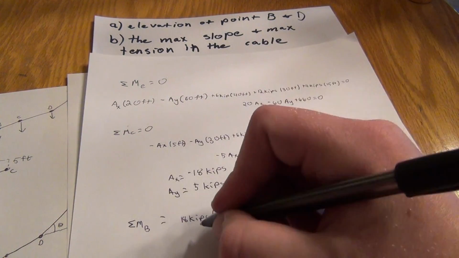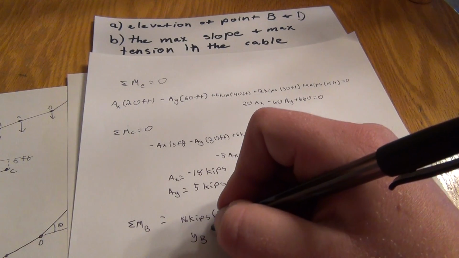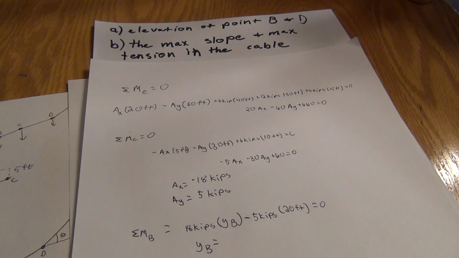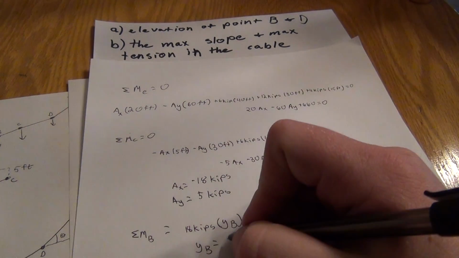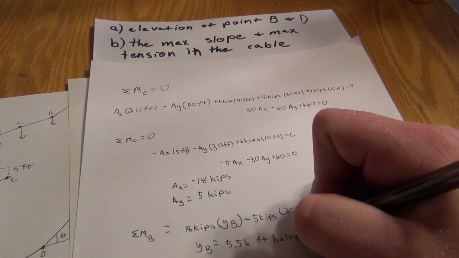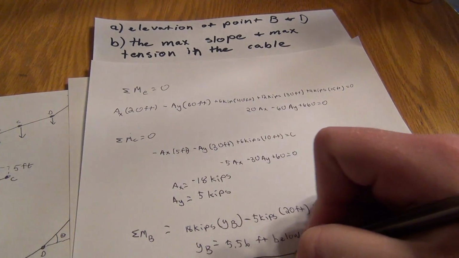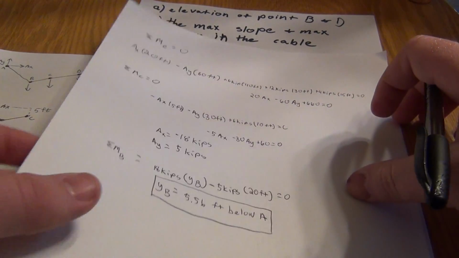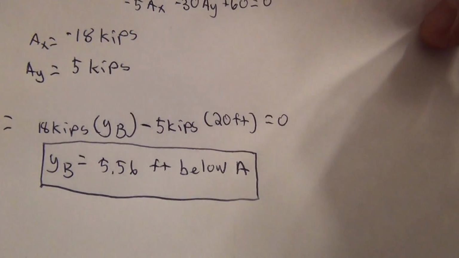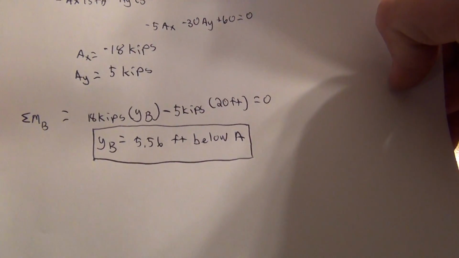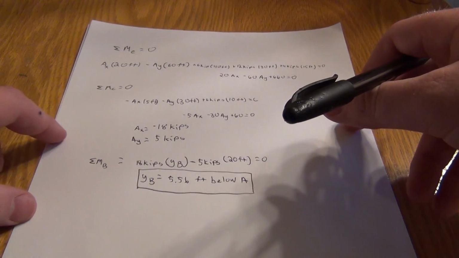Okay. So solving for YB. This is our elevation compared to A. So our elevation compared to A will be 5.56 feet below A. So that is part of answer A. Let's circle that. So 5.56 feet below A. Now, that's not the whole answer because we need the elevation of D. So we can go ahead and do that.